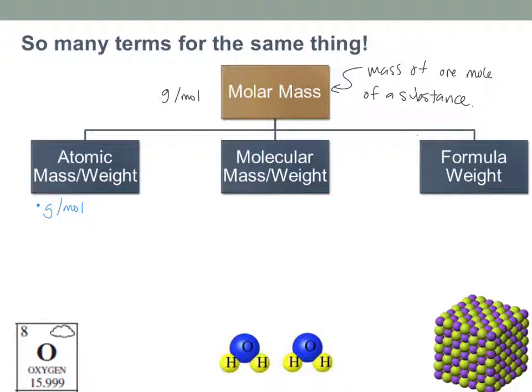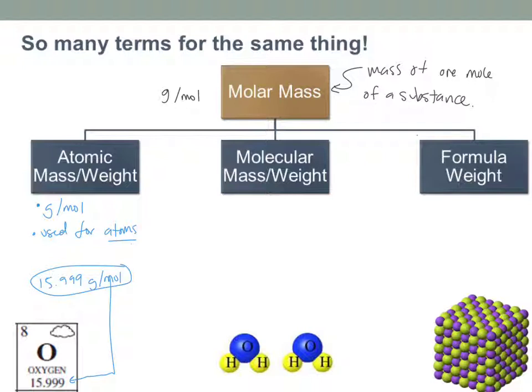Atomic mass is the same thing, only, like the name states, it is used for atoms, when you're talking about single atoms. When you look at the periodic table, we talk about how the atomic mass of oxygen, for example, is 15.999 grams per mole. That would be the atomic mass of oxygen, talking about that individual atom. So that's atomic mass, atomic weight.